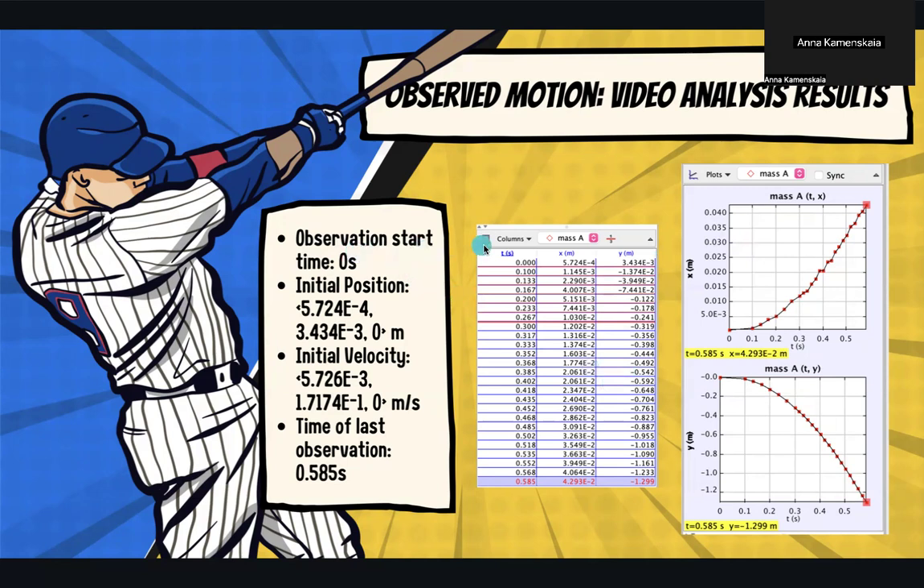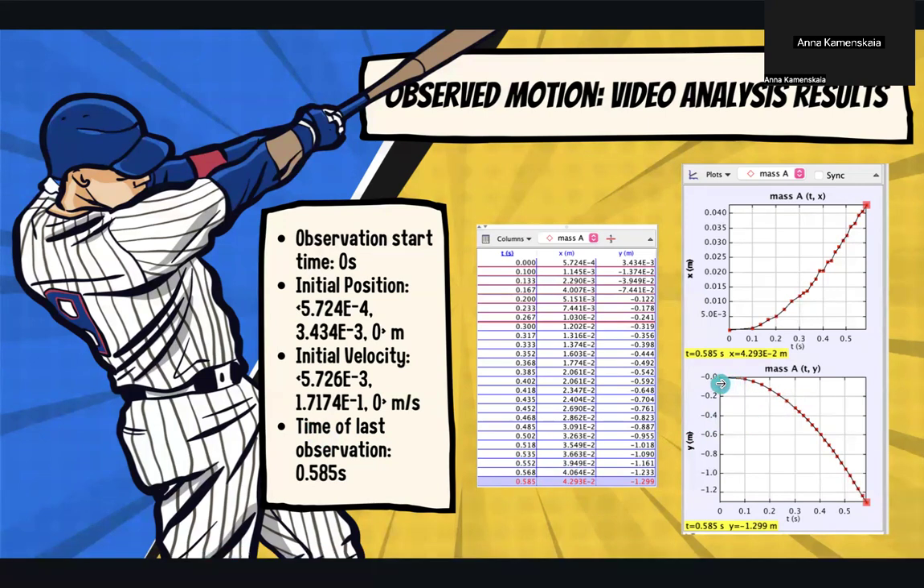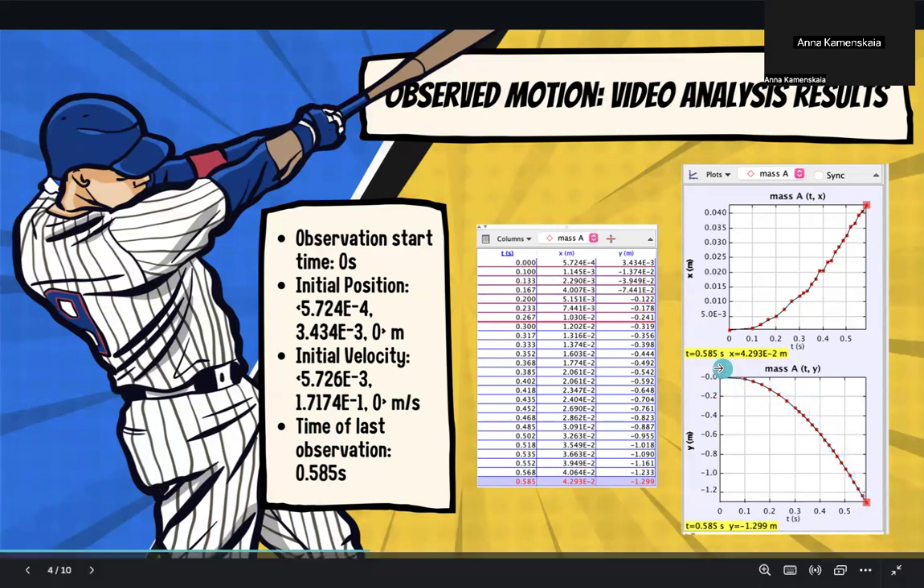So you can see here, I created these graphs by pinpointing the clementine's position at different timestamps throughout its motion, and the observed start time was 0 seconds here. The initial position was this, and the initial velocity was calculated using the first 2 data points in our table, as well as the time of the last observation was 0.585 seconds.